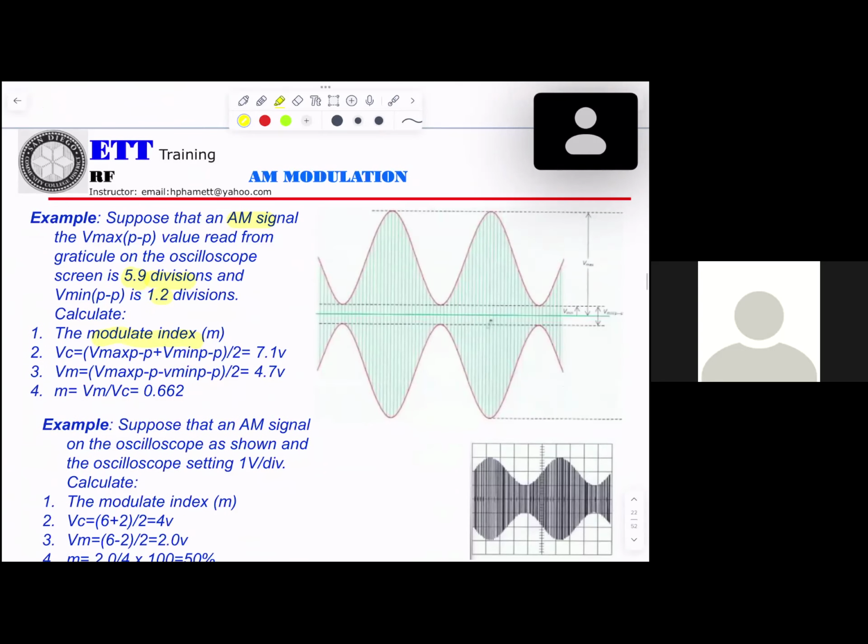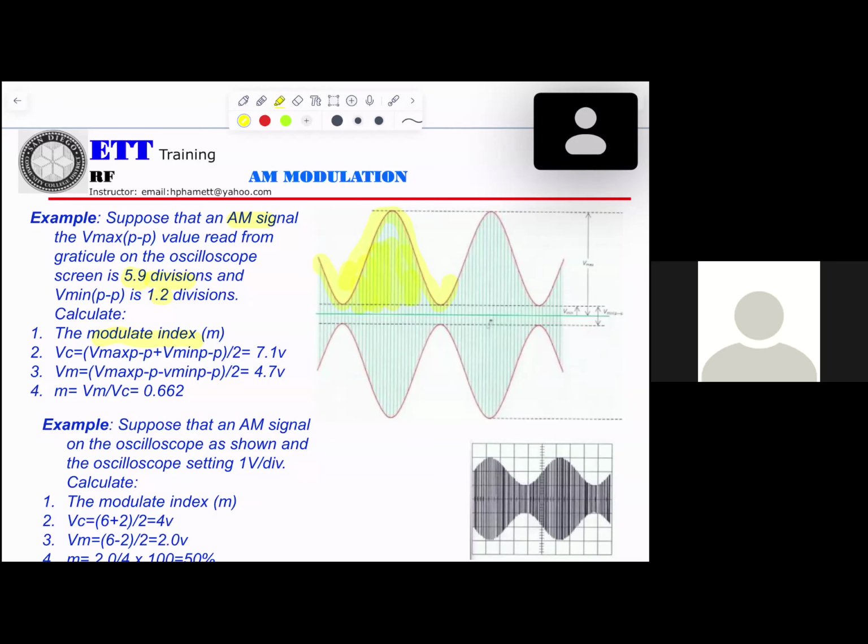You understand, your voice will be here. Carrier means the frequency inside. And they calculate Vc as Vmax peak-to-peak plus Vmin peak-to-peak, divided by 2.